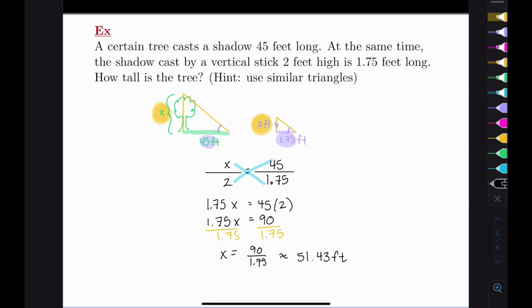You also didn't really need to cross multiply on this problem because we really had x over 2. So a simpler way was back at this step, I could have multiplied this side by 2 and this side by 2. So those would cancel, and that gives us x is equal to 45 over 1.75 times 2, which still will give you the same answer.